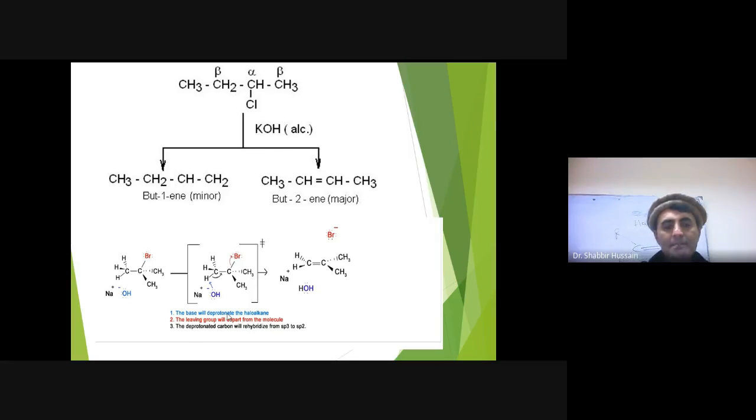And in the third step, the deprotonated carbon will rehybridize from sp3 to sp2. Suppose you see here, in this starting material, the carbon which is directly bonded with halogen is sp3 hybridized. When elimination takes place in the presence of alcoholic potassium hydroxide, we get this major product. But this carbon in this stage is sp2 hybridized, because a carbon bonded with a double bond is sp2 hybridized. And if there is a triple bond, it will be sp hybridized, okay? So the deprotonated carbon, that is this one, will rehybridize from sp3 to sp2. So this is the process.